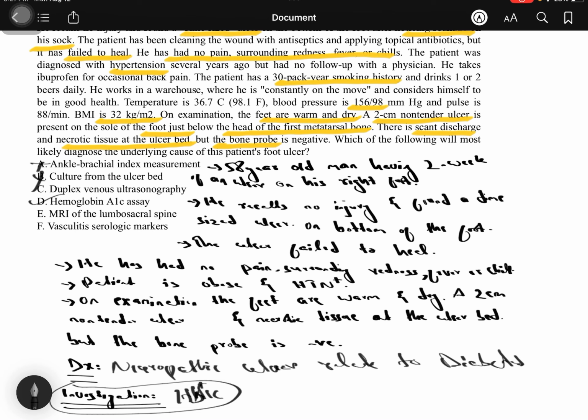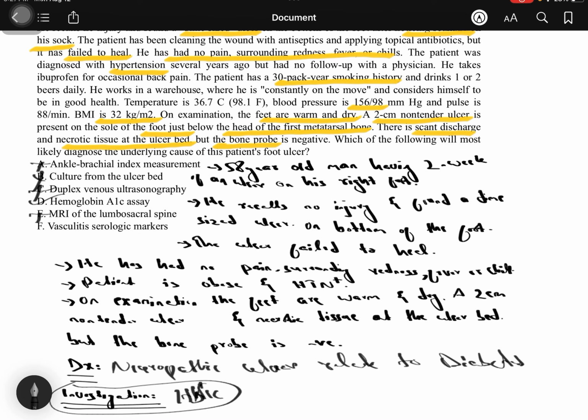Coming to the incorrect ones. Ankle brachial index measurement is for peripheral arterial disease. Choice B, culture from the ulcer bed. Culture from an ulcer bed typically finds polymicrobial colonization but does not indicate true infection in the absence of fever, erythema, or purulent discharge. Choice C, Doppler venous ultrasonography.